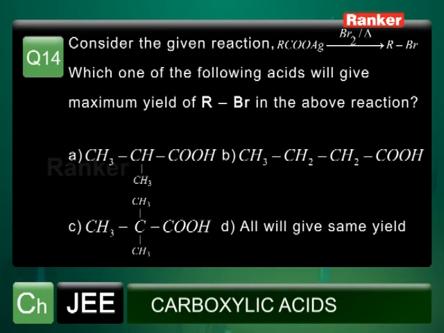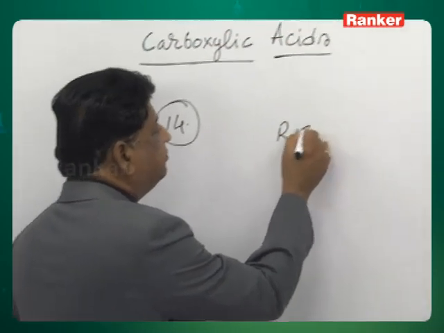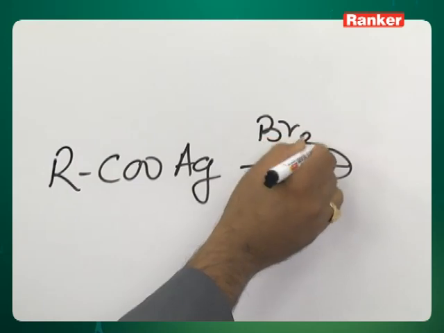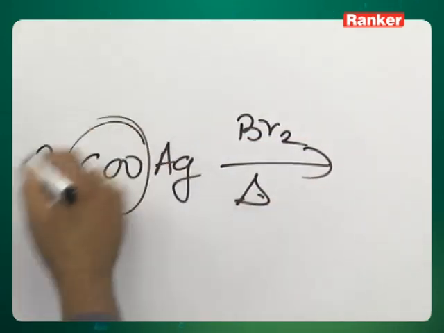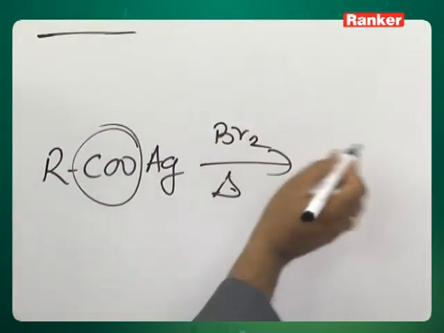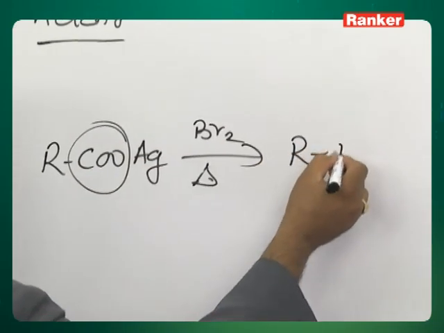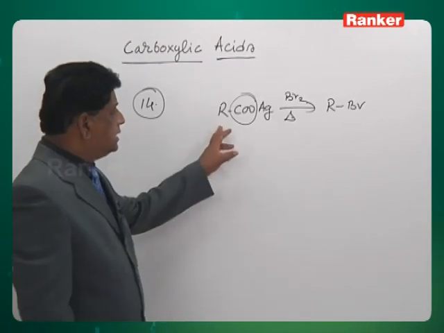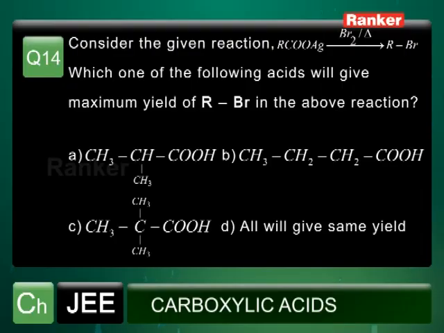Consider the given reaction, where a silver salt of a carboxylic acid is treated with bromine and heated. The CO2 will be lost and silver bromide is removed, 1 bromine comes here, and an alkyl bromide is formed. This is known as decarboxylation cum bromination, a known reaction called the Hunsdiecker reaction. So, which of the following acids will give the maximum yield of alkyl bromide in the above reaction?